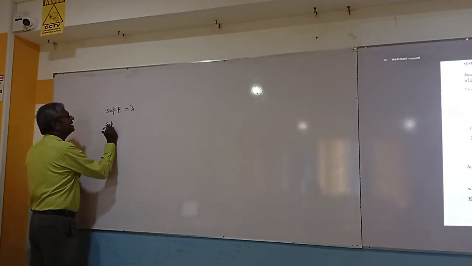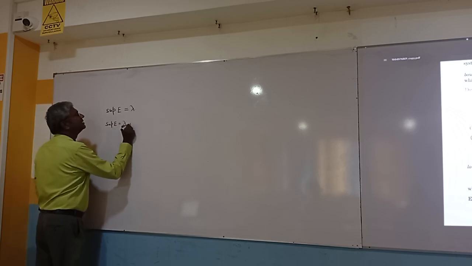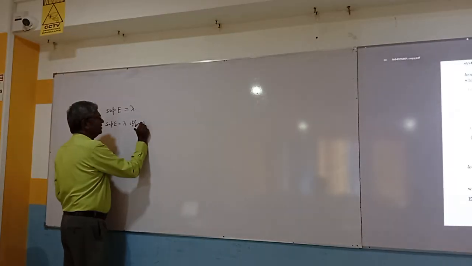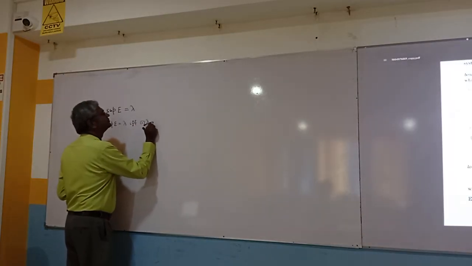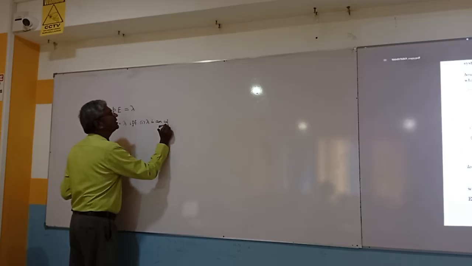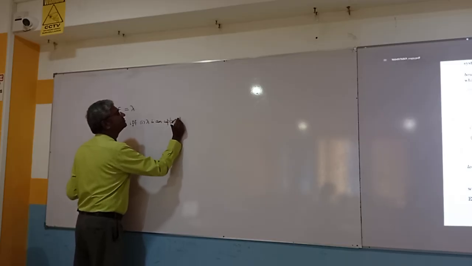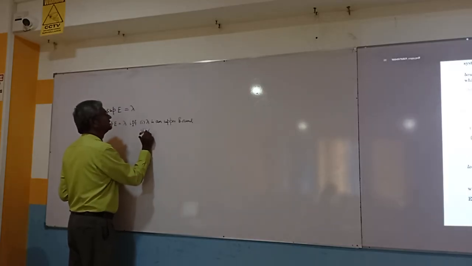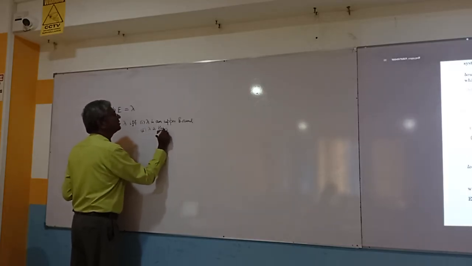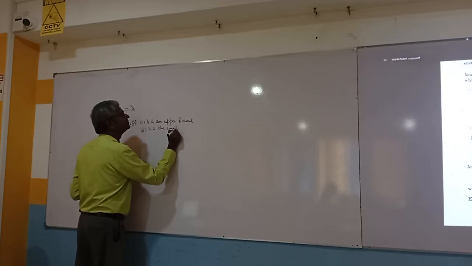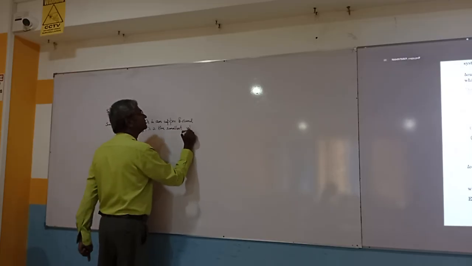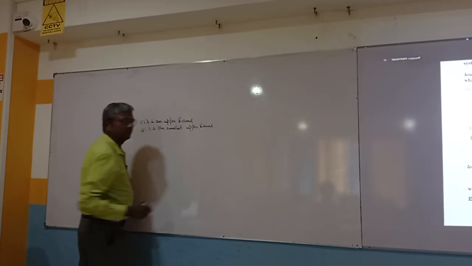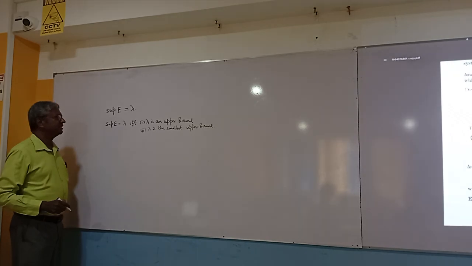So let's write sup E equals lambda. I write if and only if, I double it. Roman 1: lambda is an upper bound. Roman 2: lambda is the smallest upper bound. So this is the meaning of sup E equals lambda.